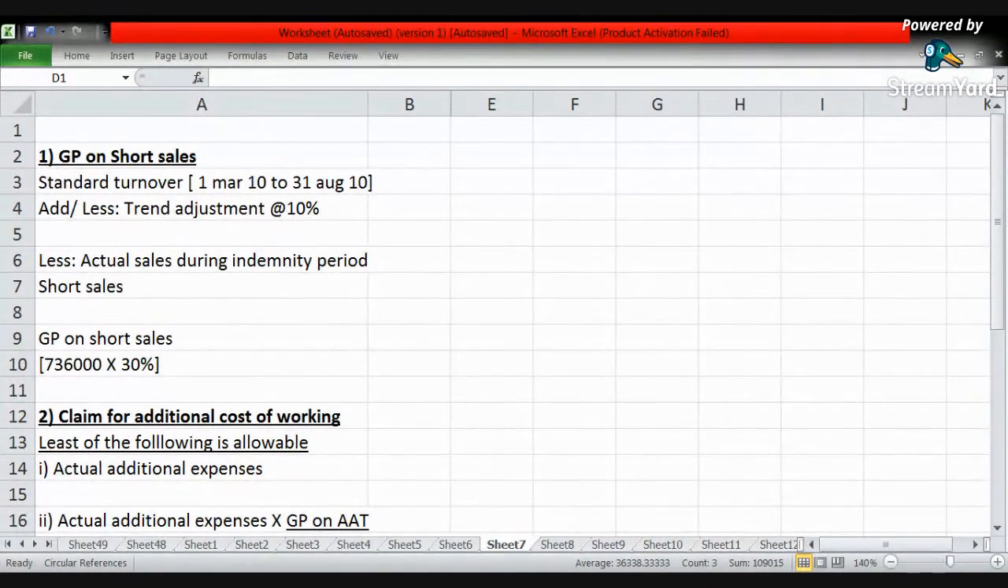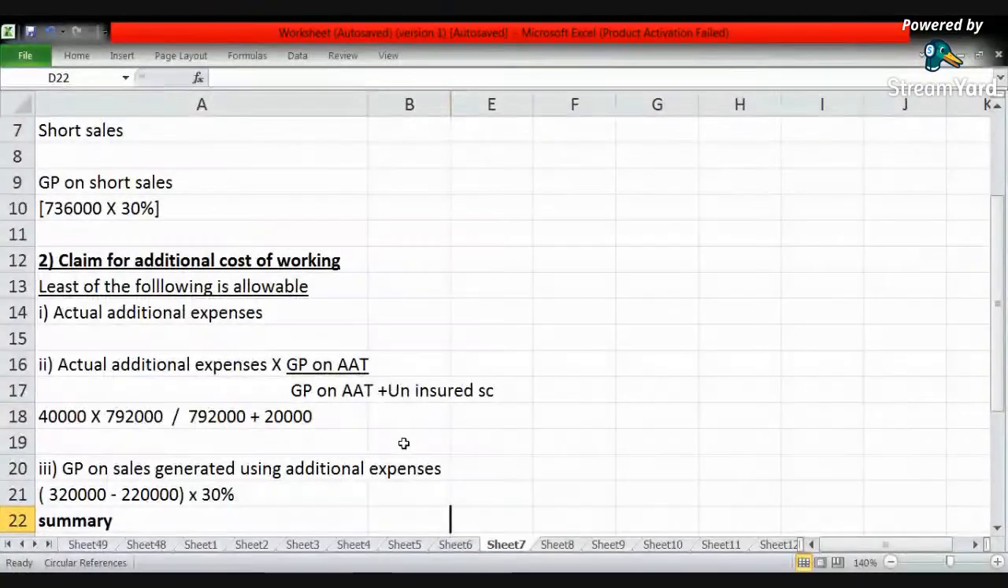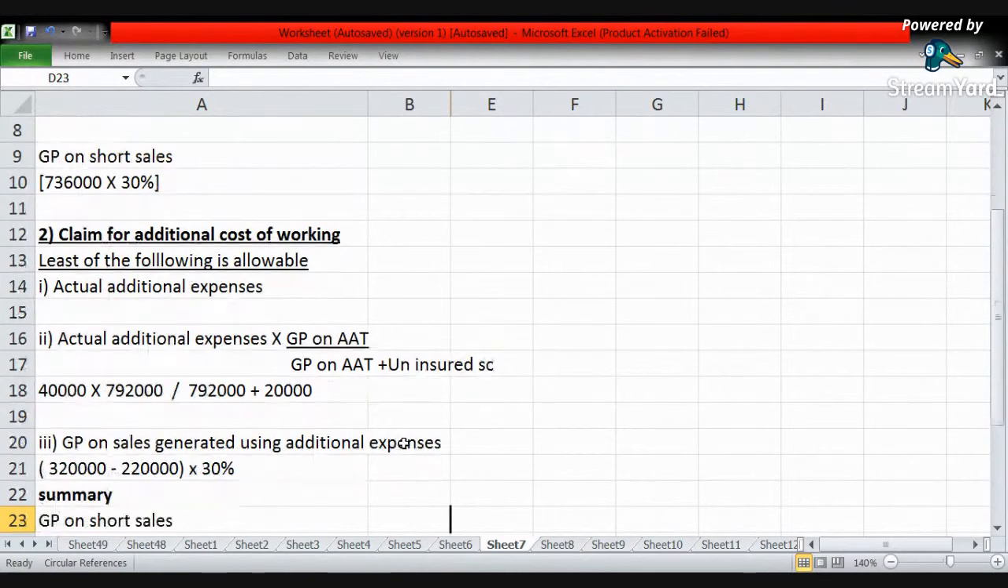So if you have finished the GP on short sales format, we can go to the next, I mean the claim for additional cost of working. Claim for additional cost of working. No need to take any amount. Simply take the format. That's all.